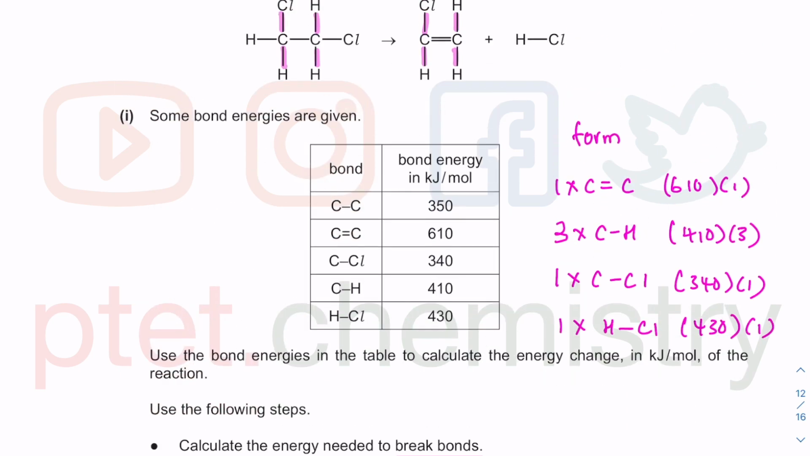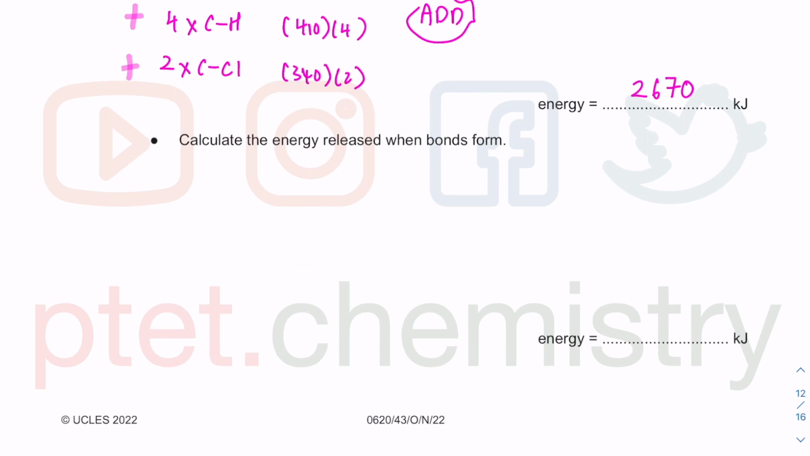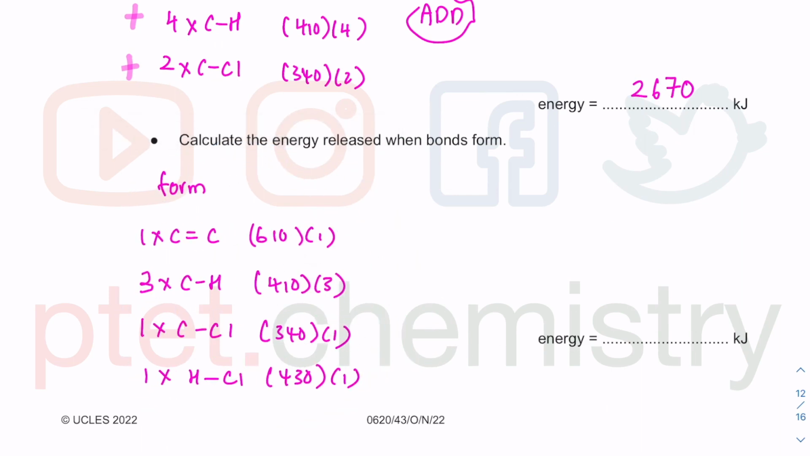Now on the other side, when I form these particular bonds, calculate the energy released. Bond making is exothermic. We don't put a negative sign because this is just the energy released when you form bonds. So again, I'm going to add this up: 610 times 1 plus 410 times 3 plus 340 plus 430. This is going to give me 2610.